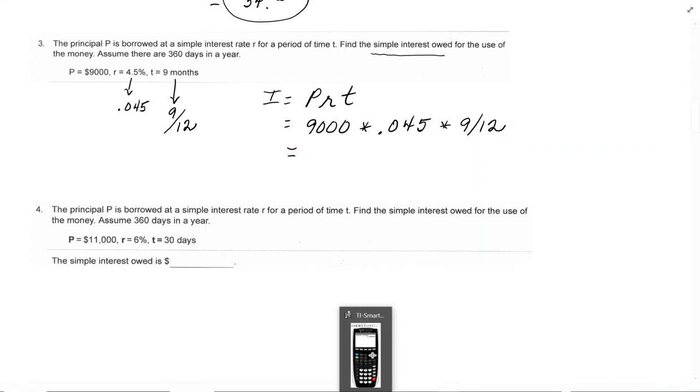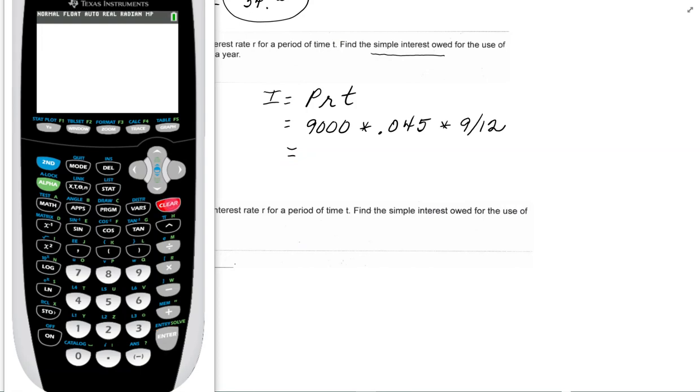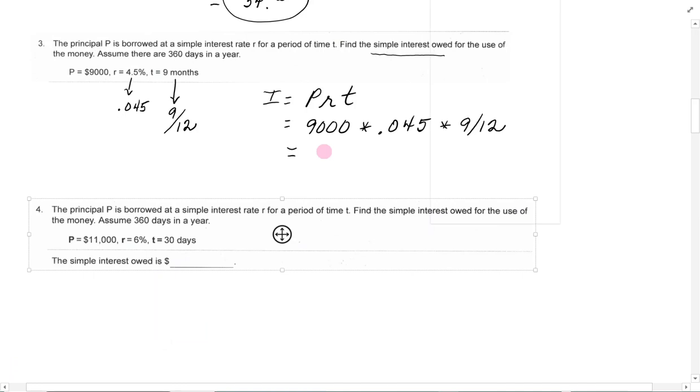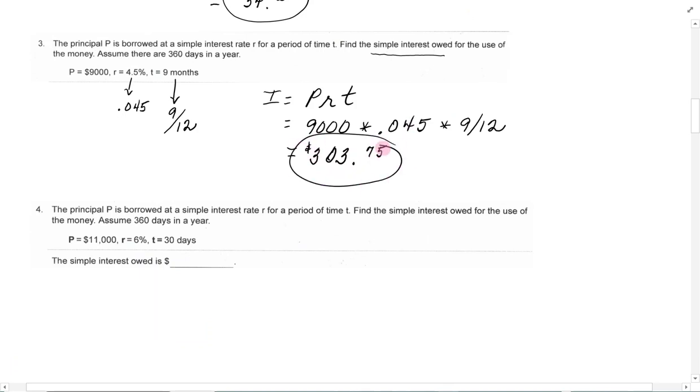When you type that in, and I will go ahead and show that, clear my calculator, and I have 9,000 times 0.045 times 9 divided by 12. The order of operations will move left to right, and that'll be fine. And we get an answer of $303.75. That is more interest. It's mainly because of a very large principal.